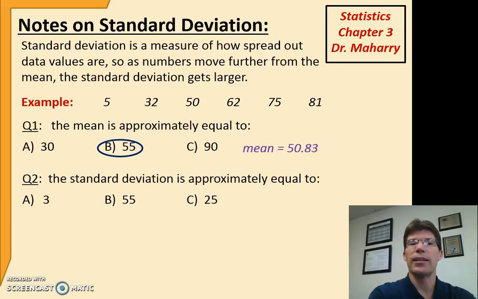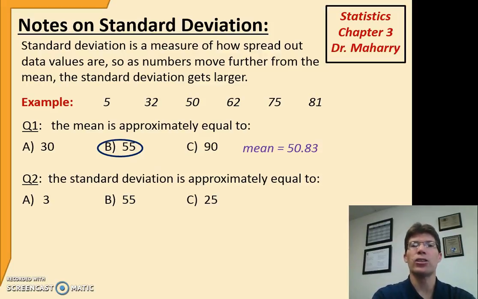So now let's talk about standard deviation and think about what it measures. So standard deviation is a typical or average deviation away from the mean. So in this particular case, the mean is about 51, if I rounded to a whole number. So if I look at the individual data points and think about how far they deviate away from the mean, like 5 would be about 46 units away from the mean. 32 is about 18, 19 units from the mean. 50 is about 1 or 2 units away from the mean. All the way up to 81 is about 30, 31 units away from the mean.